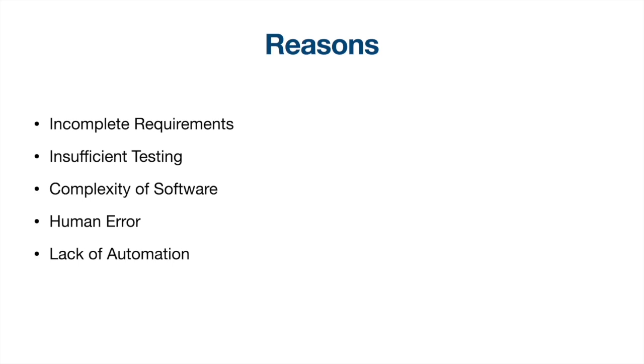So as the complexity of software increases, this defect leakage scenario comes up very frequently. The fourth one is human error. Sometimes human error causes it. They didn't directly test the scenarios, or they might not have understood them correctly, so this might be a case.